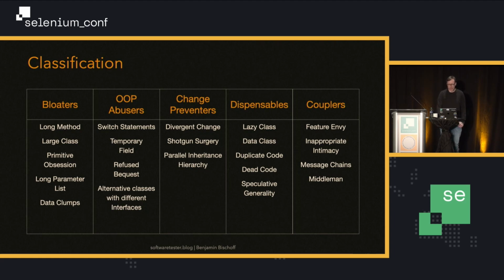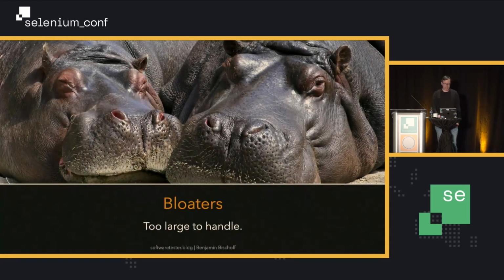Let's see. So let's start with the first category, bloaters. And the bloaters category is something that is too large to handle. And as you will see, this does not mean that the code is too large, but that what the code does is out of scope.